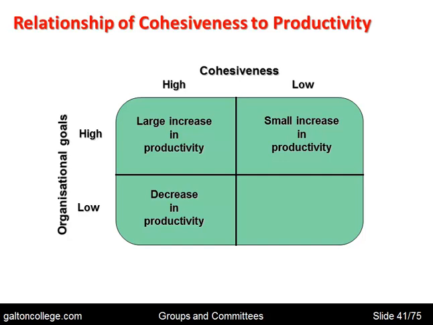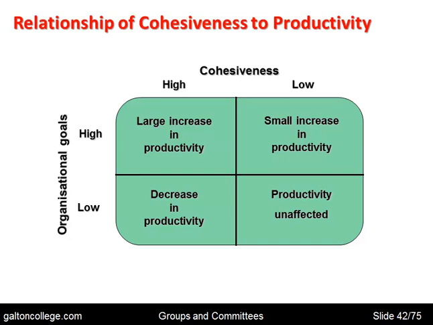If there's high cohesiveness and low organizational goals, there'll be a decrease in productivity. If the organizational goals are not well specified and well policed and well organized, no matter how cohesive the group are, productivity will fall. They're not sure about what they're doing. They're not sure of the direction in which they're traveling, and they're not very well organized. They're very cohesive as a group and want to work together closely, but they're not sure of what they should be doing.